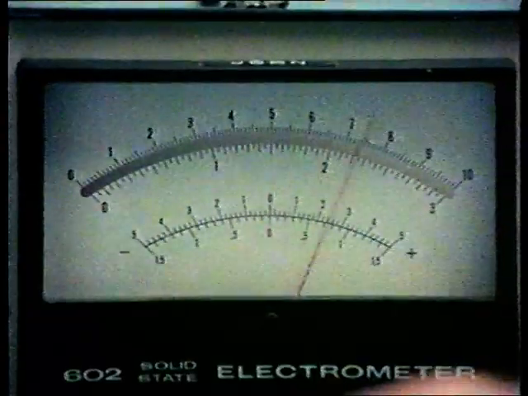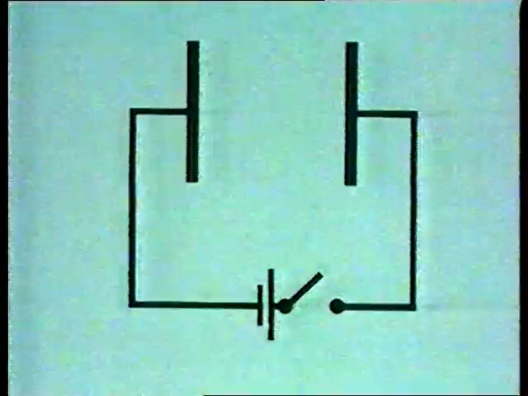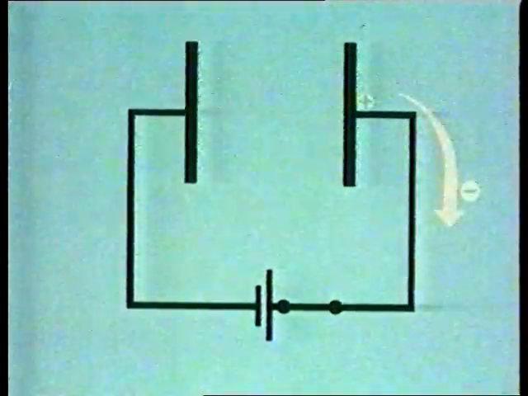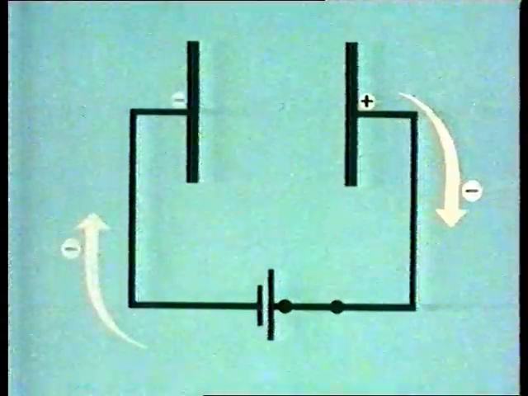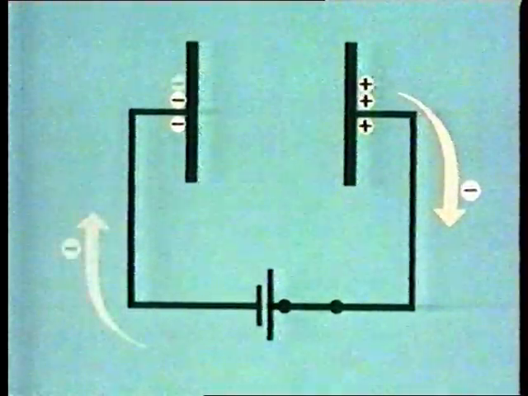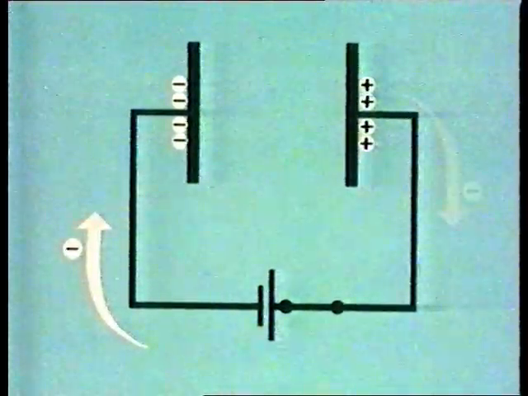The current passes for a much shorter time. When the plates are further apart, we say that the capacitance is smaller. The battery pumps electrons round as before, but the plates can now hold less charge and the current stops flowing much sooner.